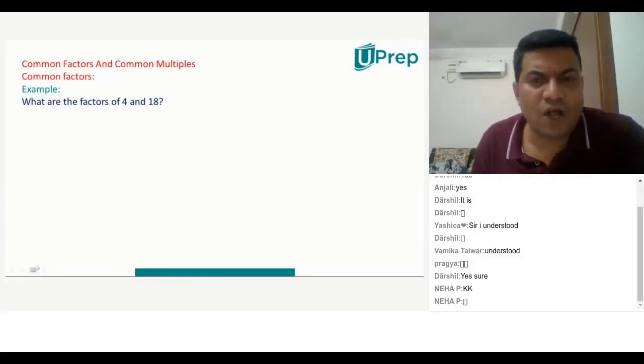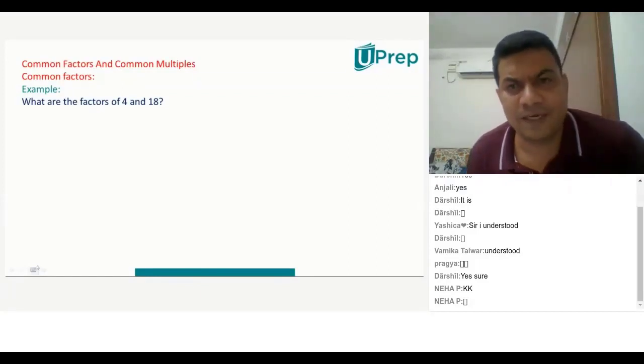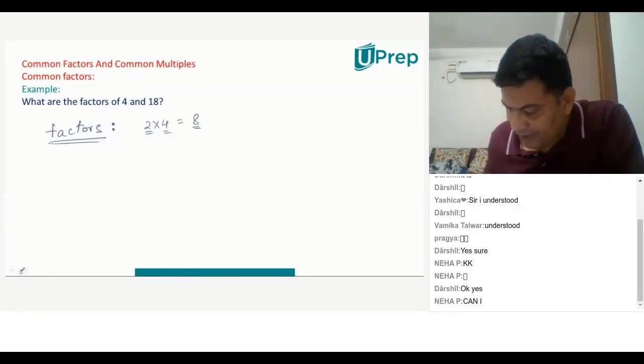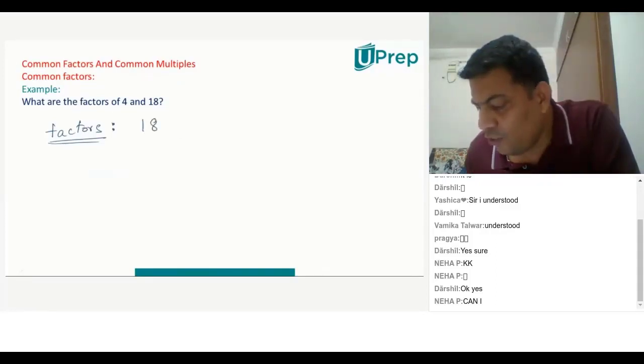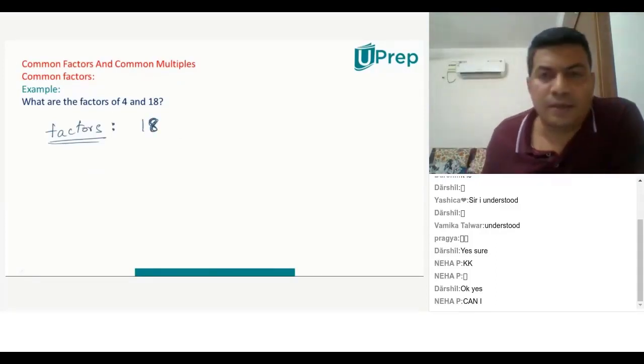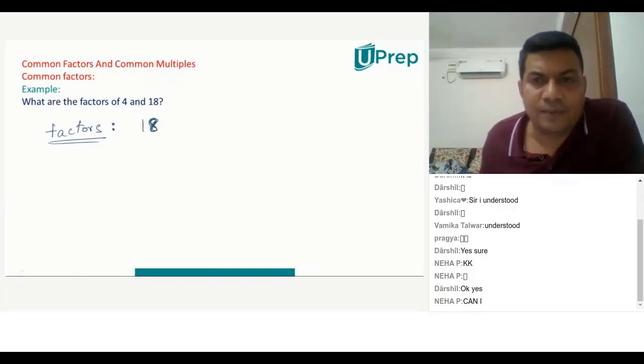Common factors and common multiples. Can anyone tell me the difference between common factors and common multiples? Anyone in the class? I'm interested in understanding how you define factors of any number. Say for example, can anyone tell me how you get factors of 18? What are the factors of 18?